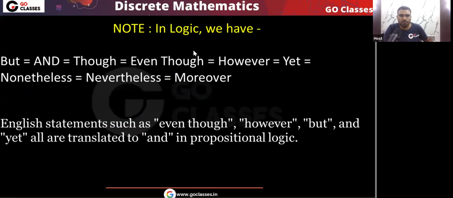Now, let me tell you one more thing: in propositional logic, these English words have the same meaning as and. Remember, but is the same as and, though is the same as and, even though is the same as and, however is the same as and, yet is the same as and, nonetheless, nevertheless, moreover, all these words will translate as and. So the English words like even though, however, but, yet are all translated to and in propositional logic. Is this point clear?